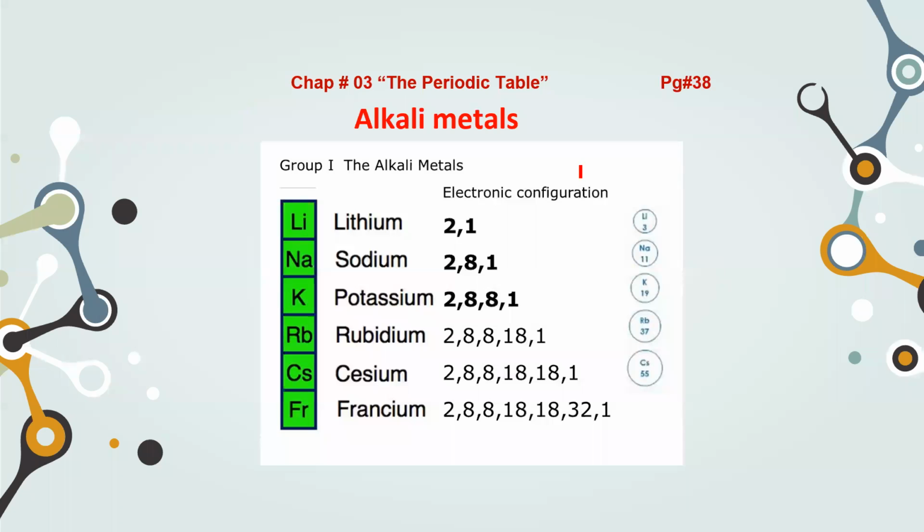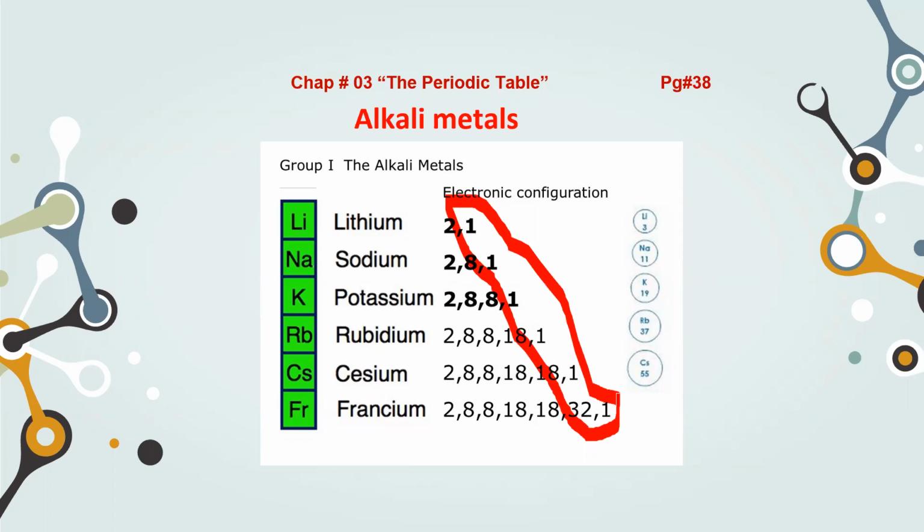So you can clearly see here that in all these elements, the last term is 1. Sir, I was also noting this, that all the last shells are one. Exactly, that's the point to be noted. Yes, very good. So all the elements have 1 electron in their outermost shell, and that's the identity of such elements to be put in group 1.